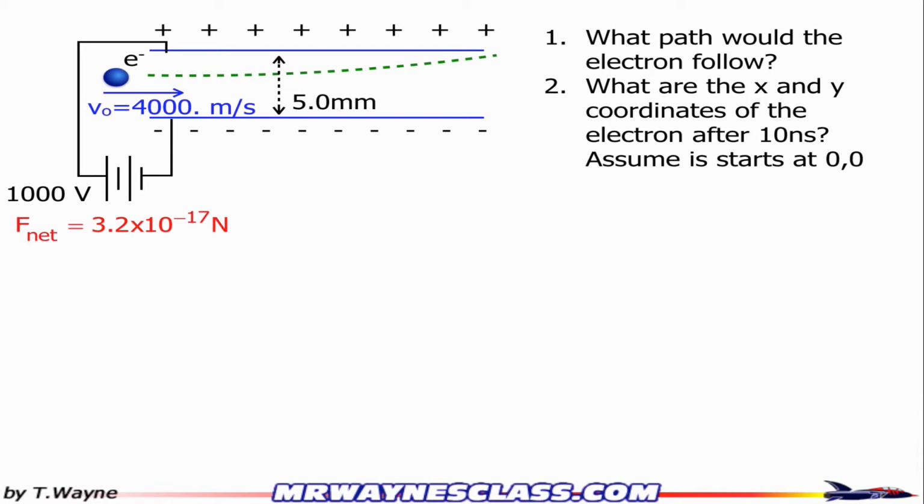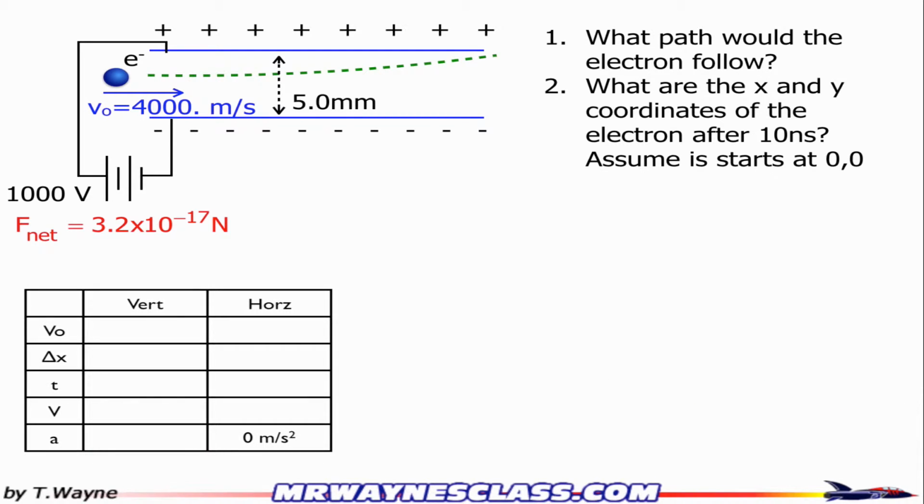For question number 2, I have to find the coordinates after 10 nanoseconds. It's kind of like a projectile motion problem. I have two givens, one horizontal and one vertical, two accelerations. Vertically, it's not going up or down, that's 0. The time is 10 nanoseconds. And if it were a projectile motion problem, I would write negative 9.8 meters per second squared at the bottom.